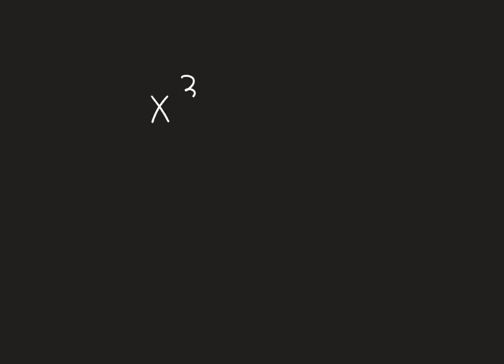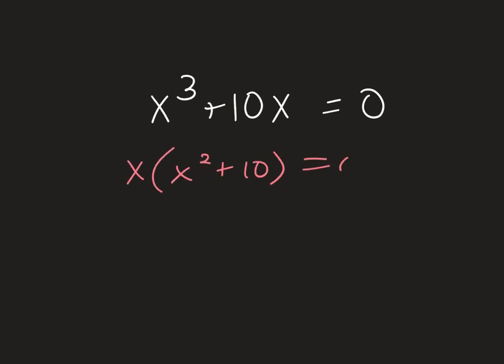If I had x to the third plus 10x, and I'm setting this equal to 0 to solve for my x-intercepts, you can't divide by x. If I divide by x, I actually lose a 0 because it cancels it out. You can't do it. You have to take it out. So you factor out the x, and you'd get x squared plus 10 equals 0. And then from there, I'm going to split and solve.